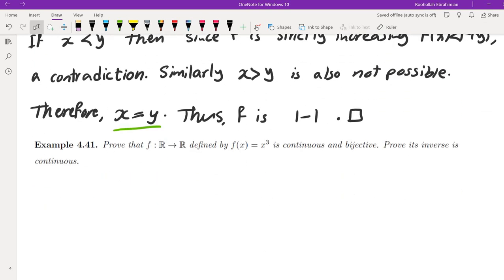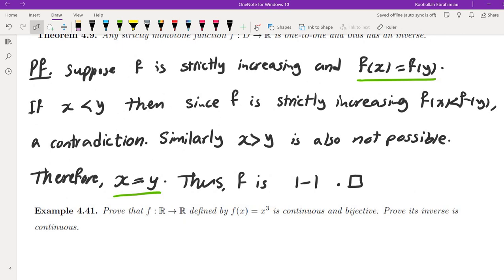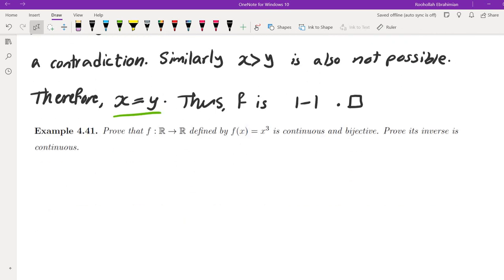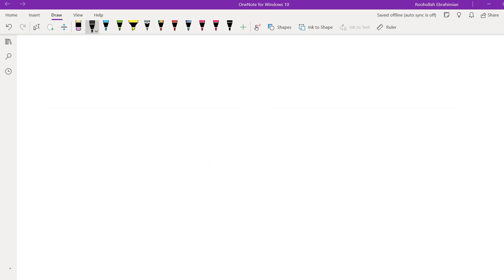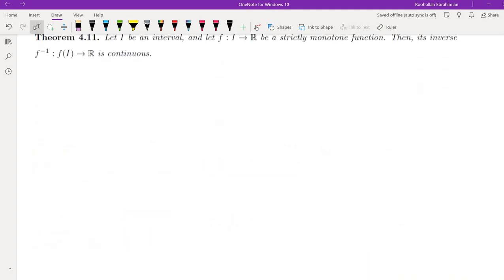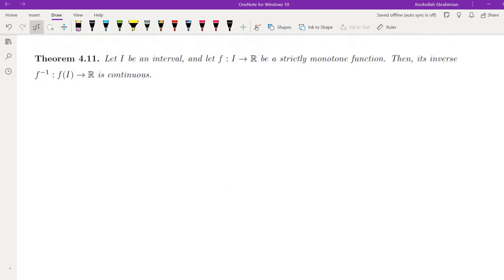Okay, let's now move on to a theorem that is more in line with what we have been talking about. Before I get to the main theorem, let me tell you what the main theorem is for today. The main theorem is dealing with inverse functions. It is theorem 4.11, which shows that if you have a function from an interval, the domain must be an interval, and the function is strictly monotone, then its inverse is continuous. So this is the main theorem.